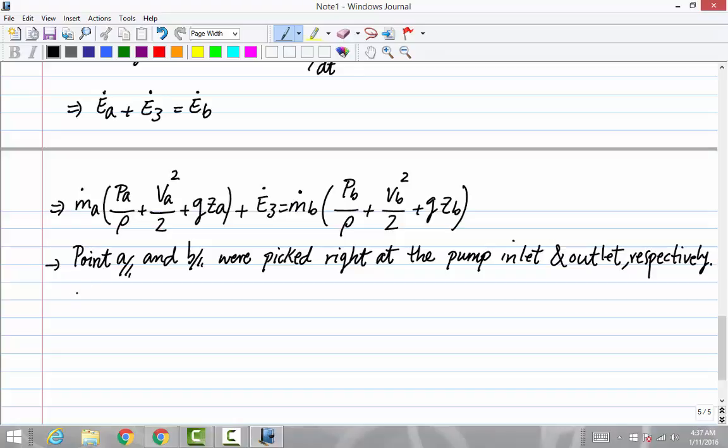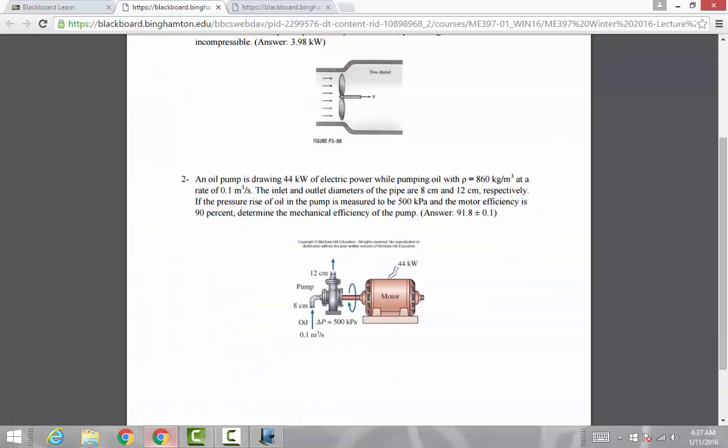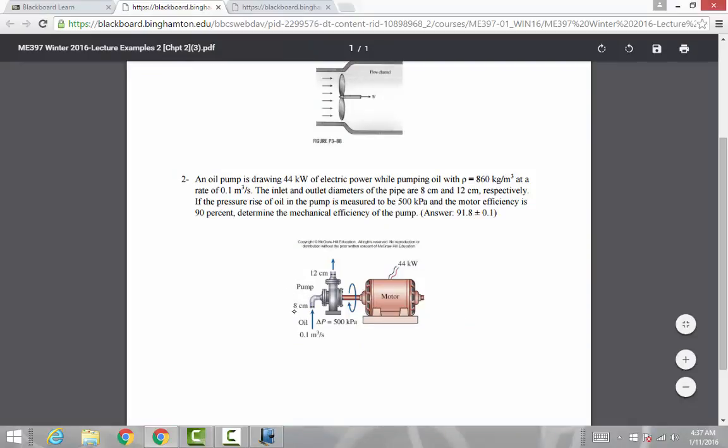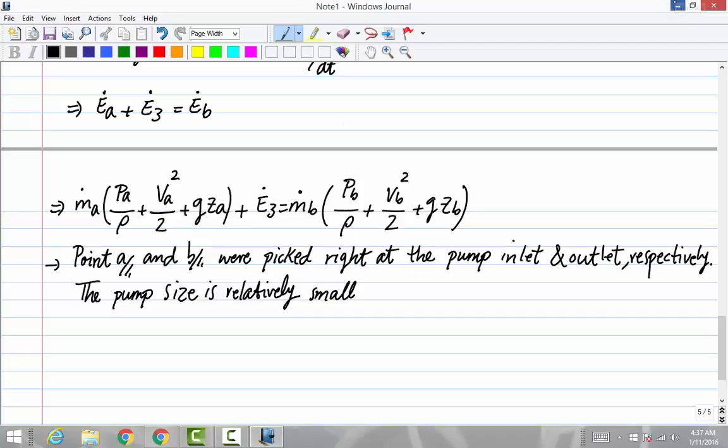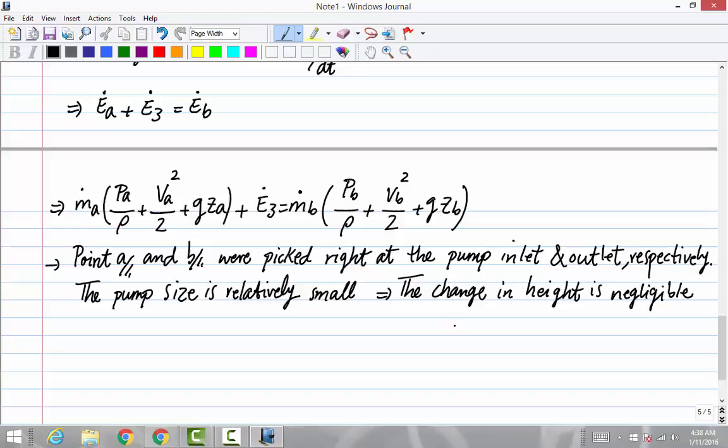So, and we know that the pump size is relatively small. So what does that mean? It means that if you compare point A and point 2 altitude, these heights are the same, just the inlet and outlet. If you can see it on this picture, here, this point and this point, that is negligible. This height is like a couple of centimeters or inches. That's fine. We can just ignore that. So it means the change in height is negligible. So ZA equals ZB.